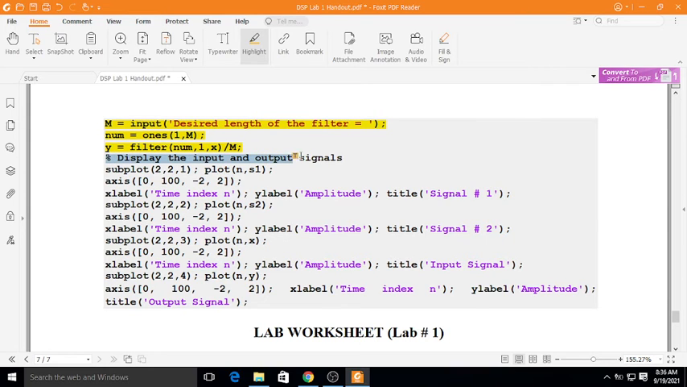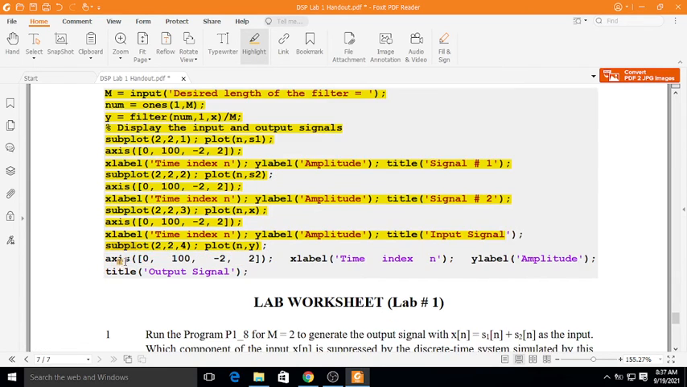% display the input and output signals subplot(2,2,1), plot(n, s1), axis([0 100 -2 2]), xlabel('Time index n'), ylabel('Amplitude'), title('Signal #1'), subplot(2,2,2), plot(n, s2), axis([0 100 -2 2]), xlabel('Time index n'), ylabel('Amplitude'), title('Signal #2'), subplot(2,2,3), plot(n, x), axis([0 100 -2 2]), xlabel('Time index n'), ylabel('Amplitude'), title('Input signal'), subplot(2,2,4), plot(n, y), axis([0 100 -2 2]), xlabel('Time index n'), ylabel('Amplitude'), title('Output signal').